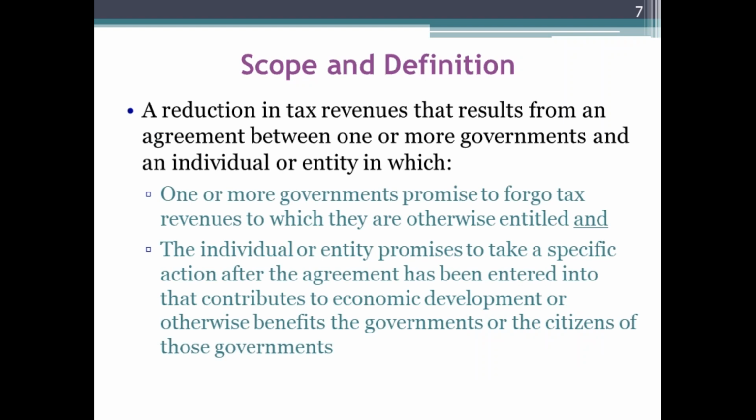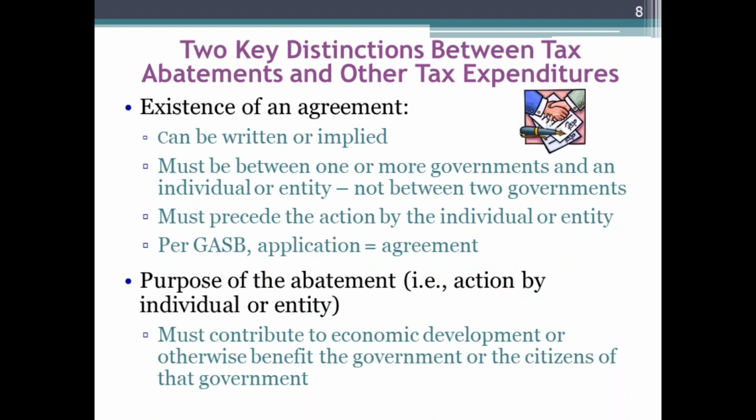The GASB says it's a reduction in a tax revenue that results from an agreement between one or more governments and an individual or an entity in which the government promises to give up some tax revenues that they would have otherwise been entitled to, and the individual or entity promises to do something specific, take some action that contributes to economic development or otherwise benefits the government. So that's the formal definition in the GASB statement.